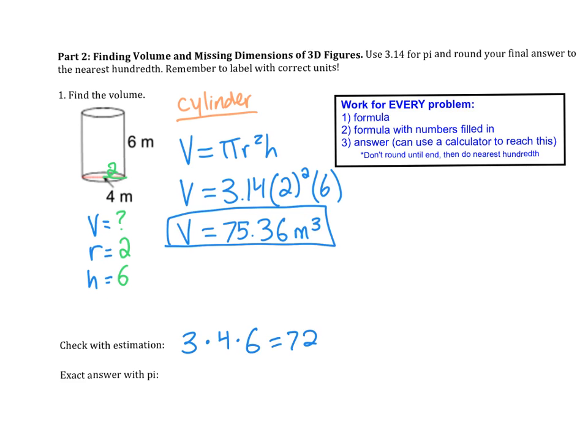You also might see, especially later in high school, answers given exact. Now, exact means that we wouldn't want to round pi, so you would actually leave your answer as 24 pi. Don't worry about this so much this year, but notice that that comes from 4 times 6, and we would leave pi as it is.